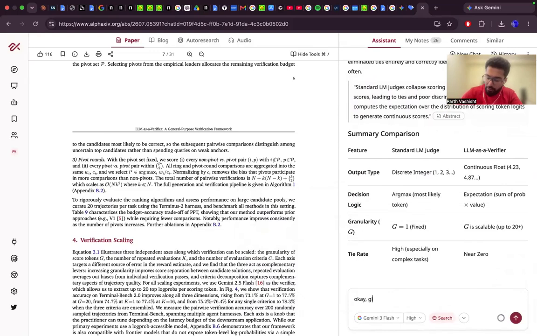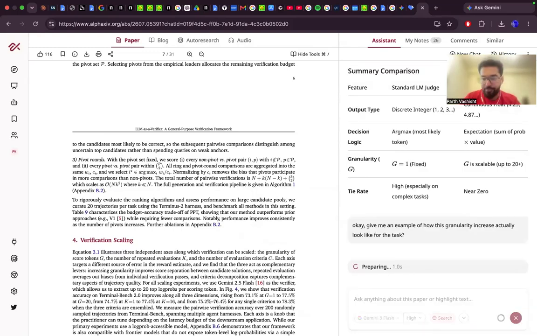Okay, give me an example of how this granularity increase would actually look like for the task. Okay, I'm not going to bias it. Let's just see what it comes up with.